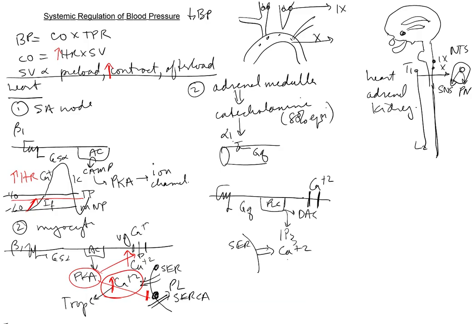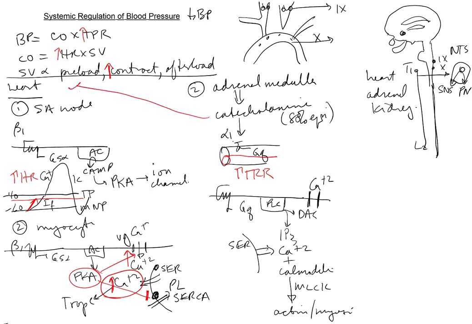Calcium plus calmodulin is going to stimulate our myosin light chain kinase, and that's going to increase our actin myosin interaction and give us contraction. The effect then of alpha-1 stimulation is constriction of the peripheral vasculature, and increase in TPR is going to increase our blood pressure. The second effect of the catecholamines is, remember, that they are systemic, and so they're also going to increase the beta-1 receptors of the heart.